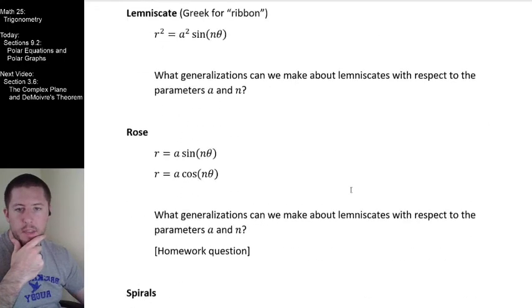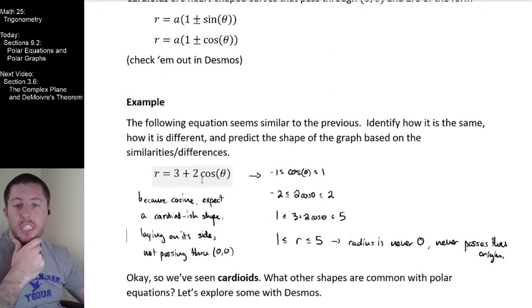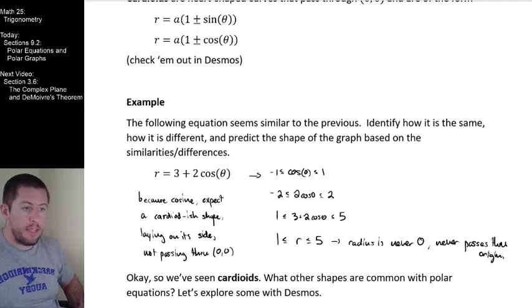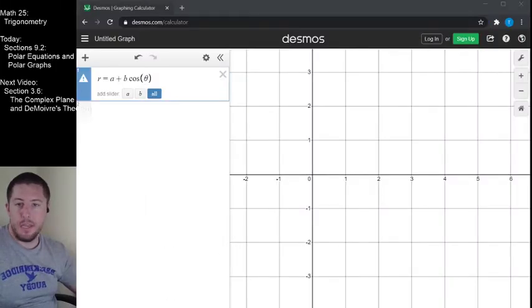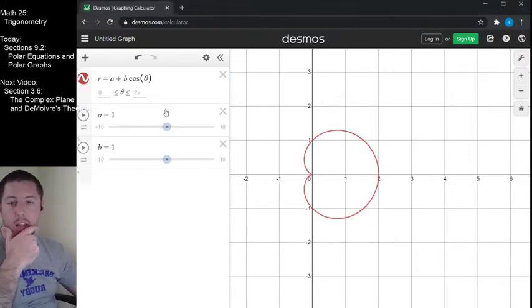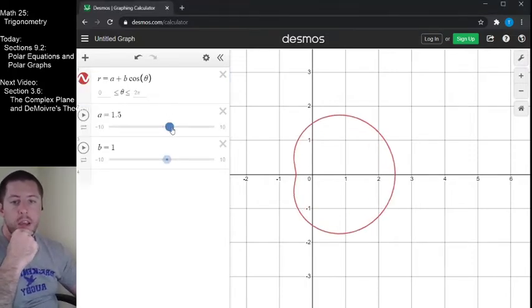Let's generalize this and put an A and a B in that location and see what we can see. So I'm just going to make this an A and a B over here in Desmos, A plus B cosine theta. I'm going to go ahead and add a slider for all those things, and let's play around with these shapes and see what we see.